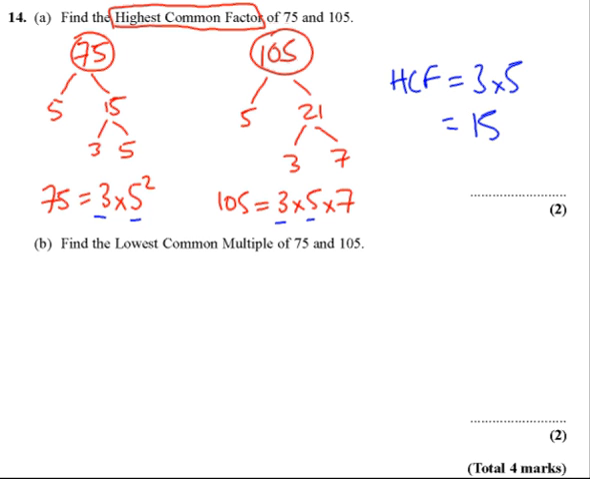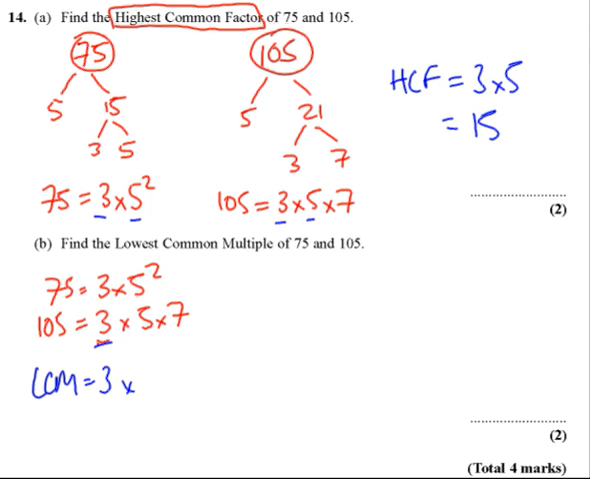For the lowest common multiple, there's two strategies you can use here. You can either compare the prime factors and take the highest power of each base that appears. What I mean by that is when you write something in index form, the large number is the base and the little number above it is the index. So the highest power of each of the large numbers. The highest power of 3 is obviously 3. The highest power of 5 appearing here is 5 squared. The highest power of 7 appearing here is 7. So that will be the LCM.